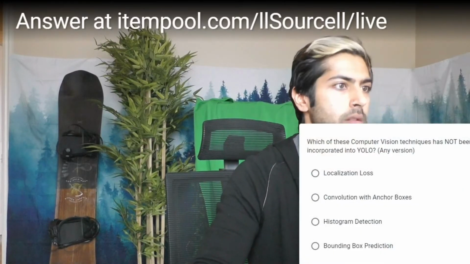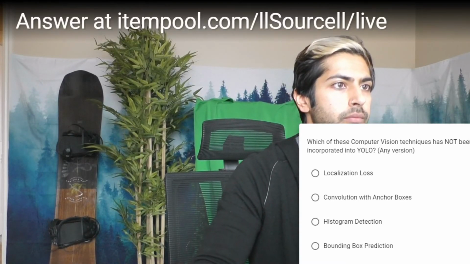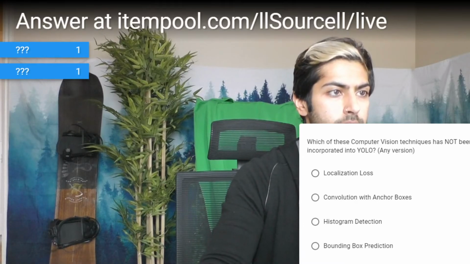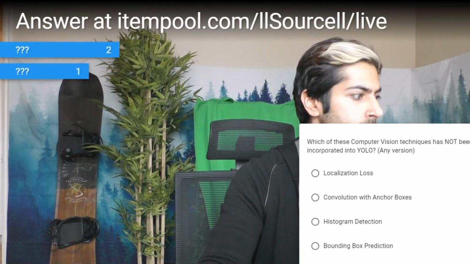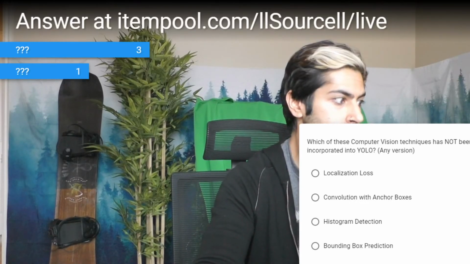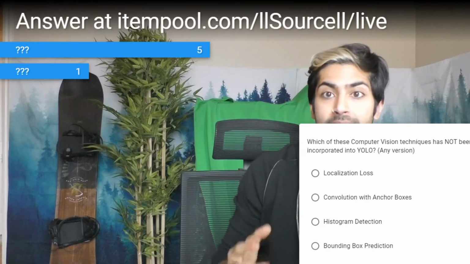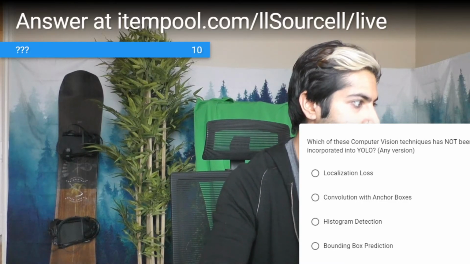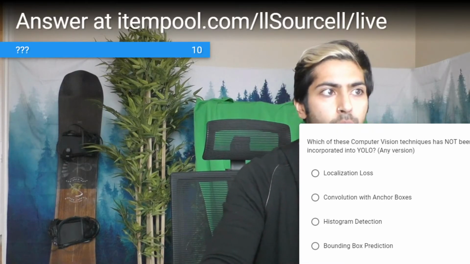So the first question that I want to ask you on Item Pool this week, we're going to continue using Item Pool. The first question is, which of these computer vision techniques has not been incorporated into Yolo? Is it the localization loss? Is it the convolution with anchor boxes? Is it histogram detection? Or is it bounding box prediction? That is what I'm asking you today. I want to know what the answer was for that.